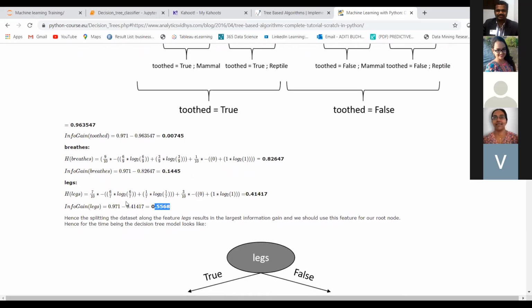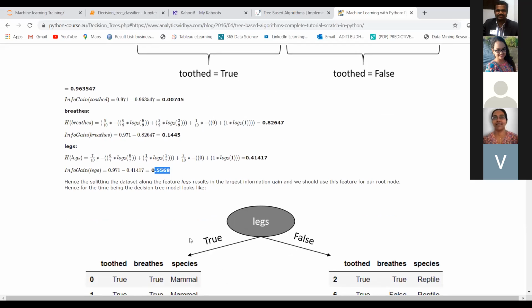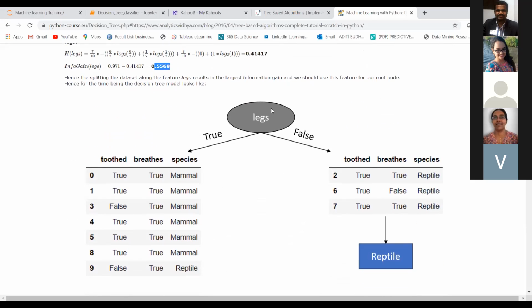So this particular feature will be selected for splitting, for the root node. Correct. So this particular feature will be selected to split our data as the root node. So legs. Have a look over here, we are splitting our data based on legs. So if it has legs, then this is the split, and if it is false, then this is the split.